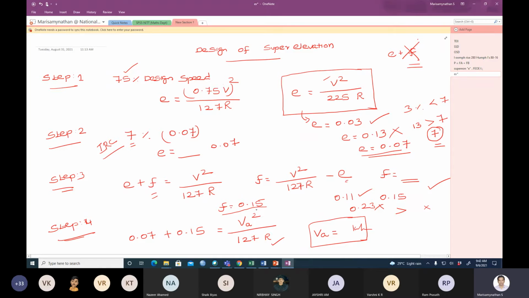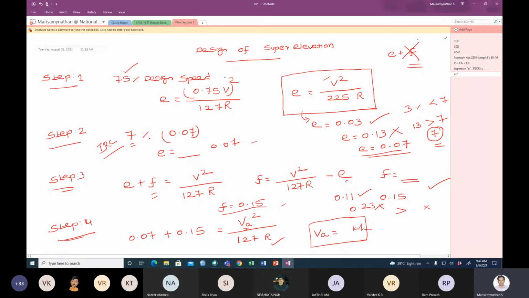If it is less than 0.15, it's not an issue. If it is more than that, then you fix the maximum value as the friction value for that particular design problem. So the E value and F value are defined by us with the permissible maximum value as per the IRC. The fourth step: we have to revise the equation by considering the E value and F value, and estimate the revised design speed. That design speed we have to propose for the design problem.